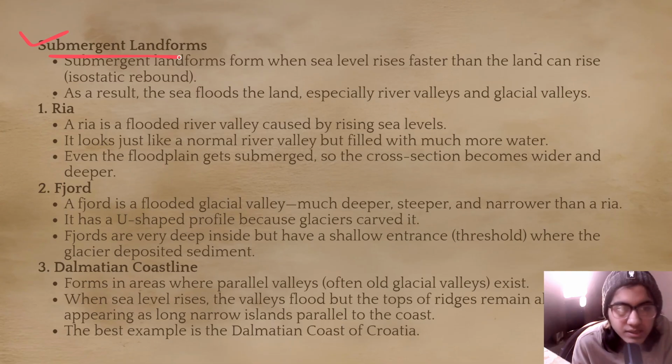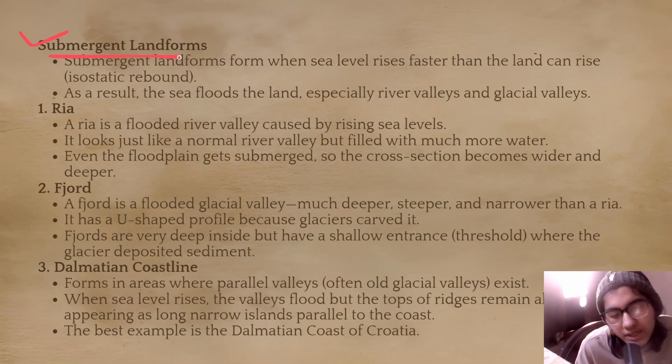Now the next example is a fjord. I don't know how to pronounce it accurately, so excuse me for that. A fjord is a flooded glacial valley, much deeper, steeper and narrower than a ria. It has a U-shaped profile because glaciers carved it. Fjords are very deep inside but have a shallow entrance threshold where the glacier deposited sediment. So it is an example of a glacial valley flooded with water when the glaciers melt, and it is much deeper and steeper than the ria.